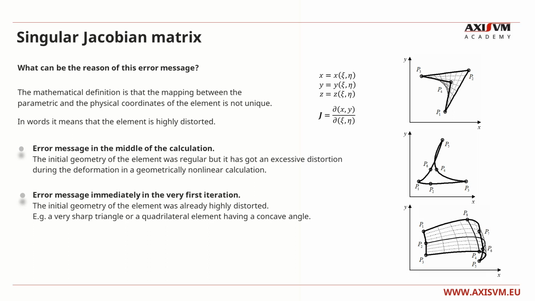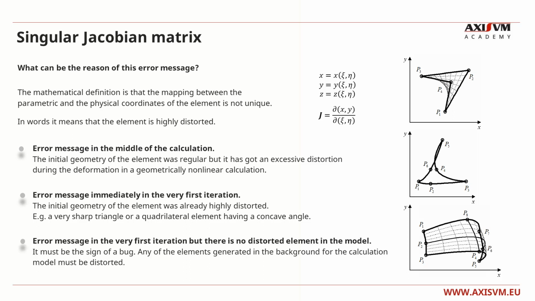If the message occurs immediately in the very first iteration, the initial geometry of the element was already highly distorted. It can be a very sharp element due to any editing mistake. However, if the initial geometry of the element seems to be right, the occurrence of the error message must be a sign of a bug.